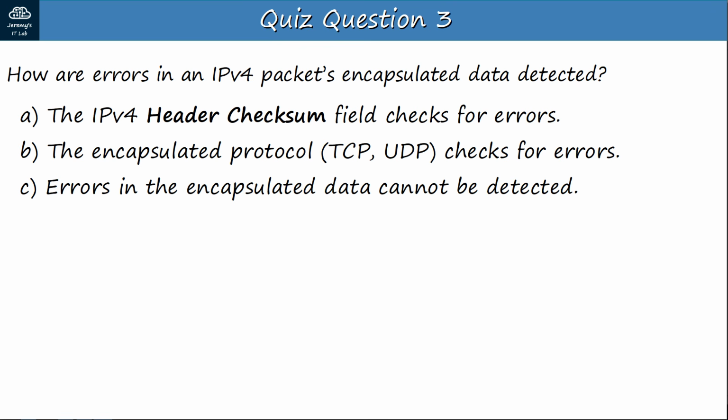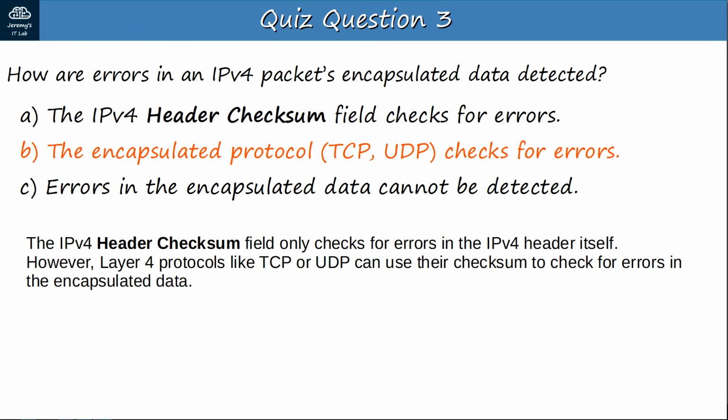The answer is B. The encapsulated protocol checks for errors. The IPv4 header checksum field only checks for errors in the IPv4 header itself. However, layer 4 protocols like TCP or UDP can use their checksum to check for errors in the encapsulated data. Let's go to question 4.